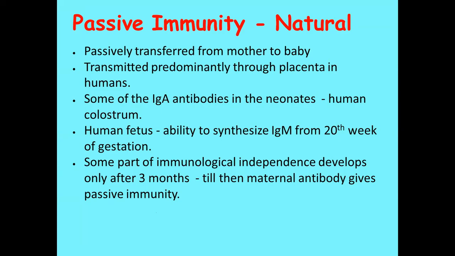Generally, cells or concentrations go toward equal concentration as per our osmosis principle. But in this case, during infection, if a mother receives any antibody, a greater amount of that antibody will be present in the neonate than in the mother. The human fetus's ability to synthesize immunoglobulin M from the 20th week of gestation is reported, and some part of immunological independence develops only after 3 months. Until then, the maternal antibody gives passive immunity.